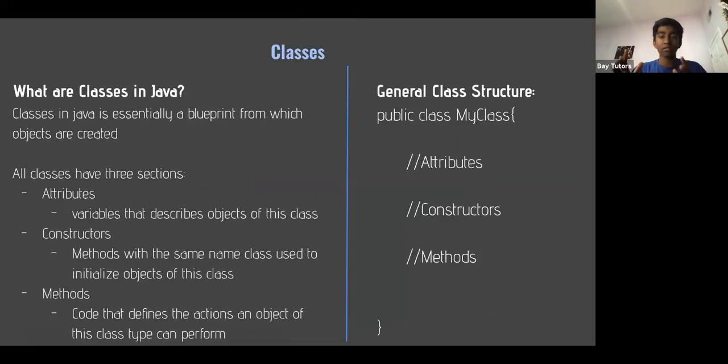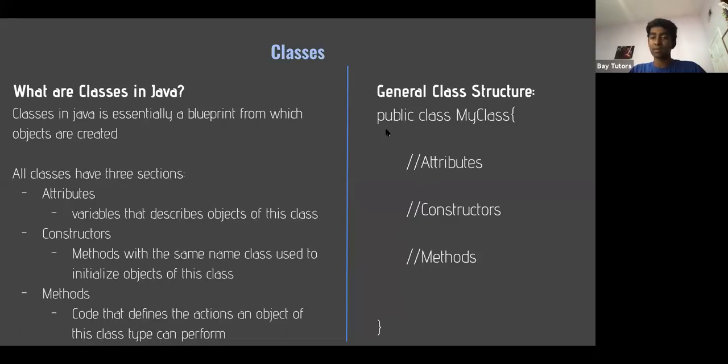They tend to have attributes, which are essentially the variables, known as instance variables, that describe the objects of the class. Then we have constructors, which are essentially methods that have the same name as the class. However, they're used to initialize the attributes of the class. Sorry, that should say attributes, not objects. And lastly, we have methods, which are essentially code that defines the actions that an object of this class can perform. On the right, we have a sample general class structure. This is the syntax for creating a class: public class MyClass.